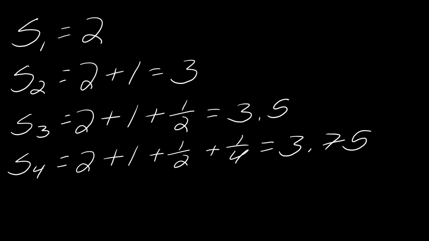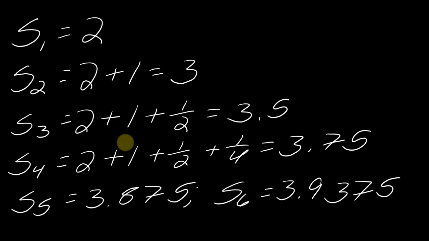This equals 3.75. And just to tell you some of the other terms, so if I continue the pattern, sum up the first 5 terms, this will be 3.875. Sum up the first 6 terms, this is 3.9375. So check this out. This is not increasing by a ton, actually. I have 2, 3, 3.5, 3.75, 3.875, 3.9375. This is just very slowly growing a little bit.